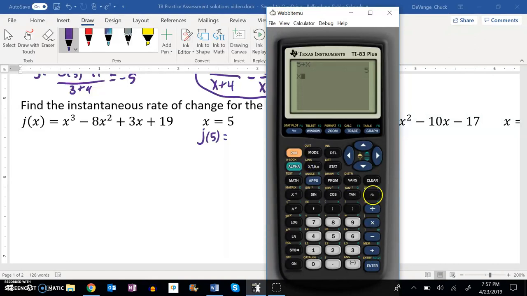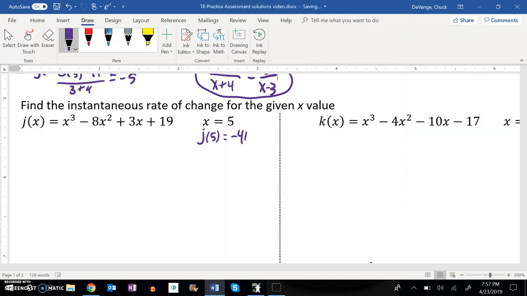So x cubed minus 8x squared plus 3x plus 19 is negative 41. So now if I think about the slope, like I have some input x and it gives me this, specifically input 5, it gives me negative 41.